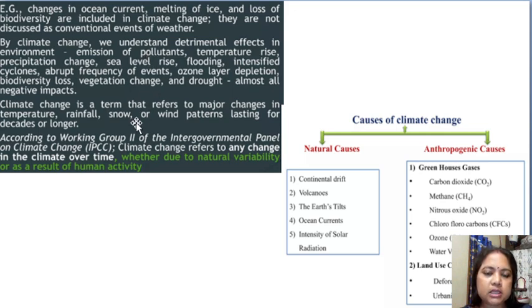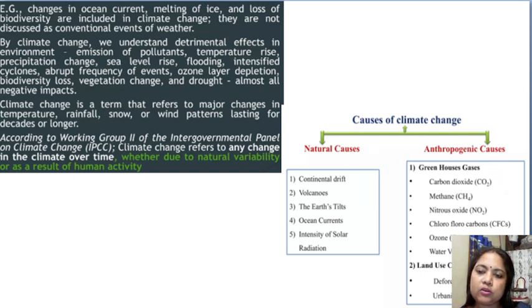By climate change, we understand detrimental effects in every sector of the environment. We will see its effects later on, but first let us see the causes of climate change.